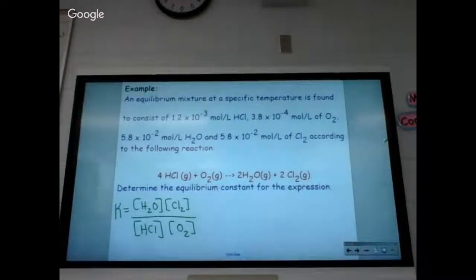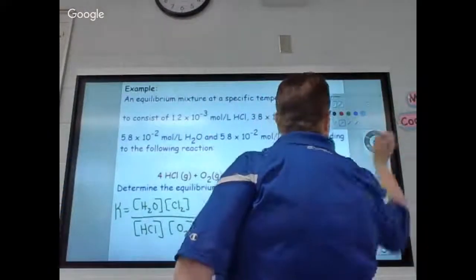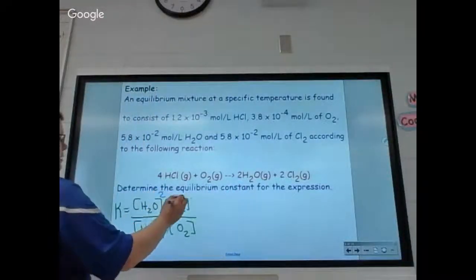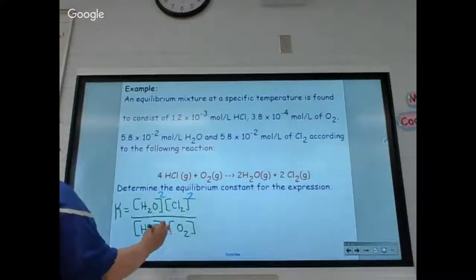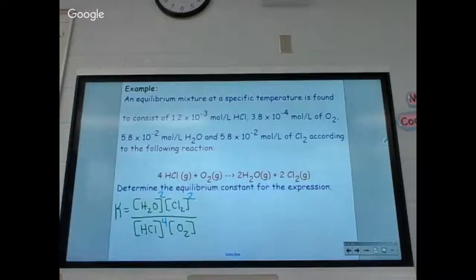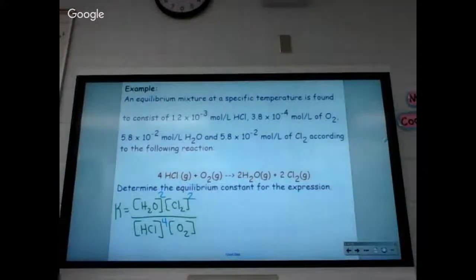Coefficient. So I change my color up here. All right. What coefficient does water have? Two. And chlorine has a two, and HCl has a four, and oxygen has a what? One, so we're not going to do anything to it. All right. What are the states of all of them? They're all gases, so nobody gets eliminated. So now all we have left is to figure out what number each of them are and put them in the right place. Okay? That's it.